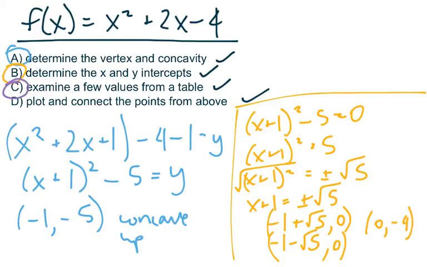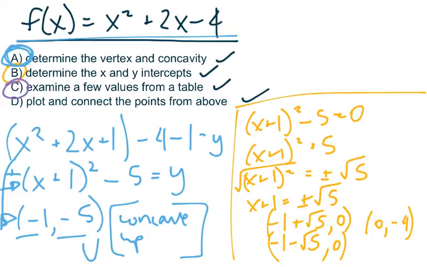So first, let's start with determining the vertex and concavity. We can complete the square to turn this standard form equation into vertex form. And if we do that, the vertex of this parabola will be (−1, −5). And since the a value ahead of the squared binomial is a positive one, this will be a concave up parabola.